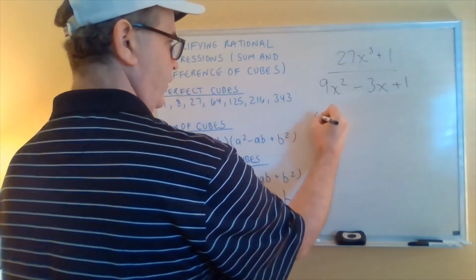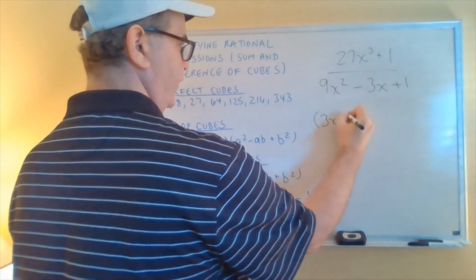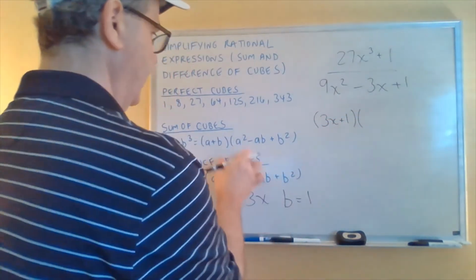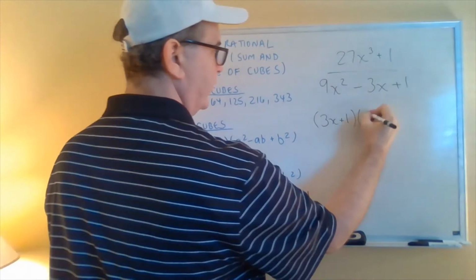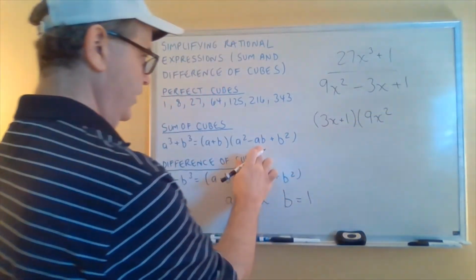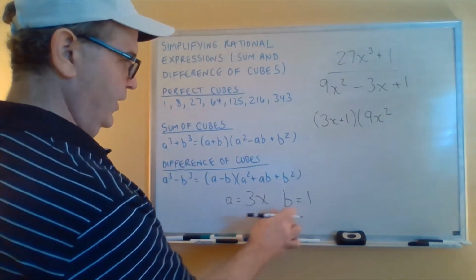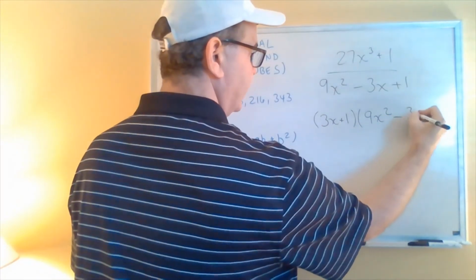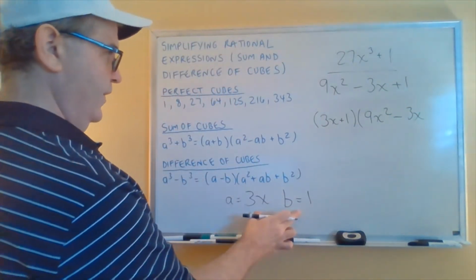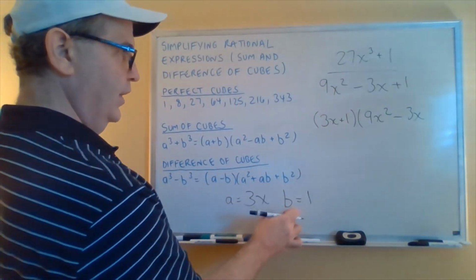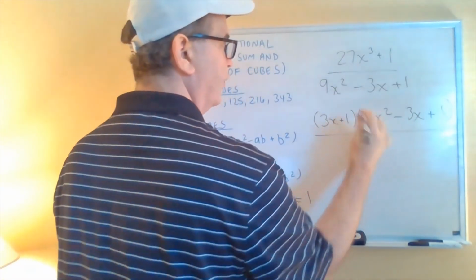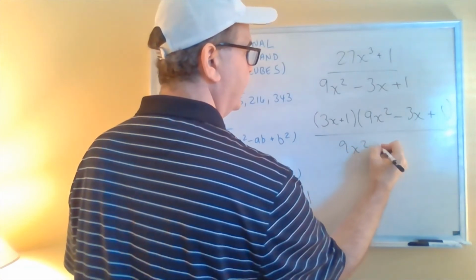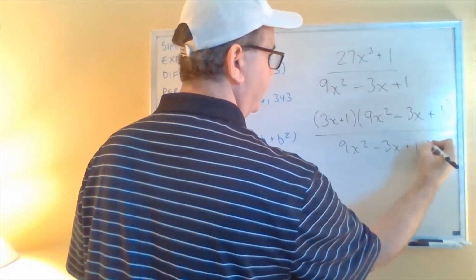And up top we'll end up with 3x plus 1. And what are we going to have here? A squared is going to be 3x squared. That's going to be 9x squared. We're going to subtract a times b, 3x times 1, so it'll be minus 3x. And finally, we're going to add our b squared, 1 squared, plus 1. And we put that over our denominator of 9x squared minus 3x plus 1.